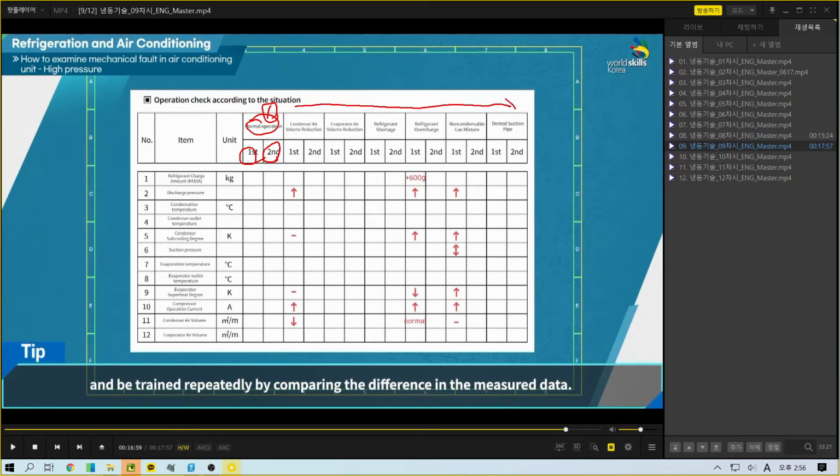I recommend to follow the procedure from the left section to the right section. Before dividing the faults depending on the high pressure change or the low pressure change, I just would like to recommend to follow the procedure from the left to the right.